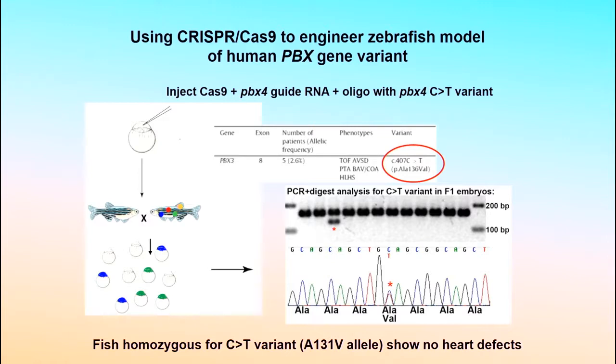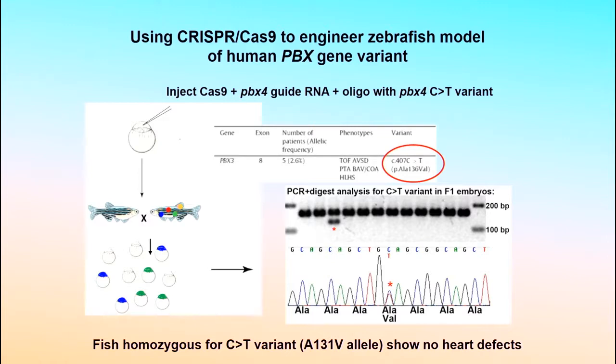We then raise fish that have been treated with these CRISPR components, and can use a PCR assay to identify fish that are transmitting this mutation in their germline. And then we can sequence and identify fish that contain this exact C to T change, or alanine to valine change, in the absence of any other mutations in the Pbx4 gene. So we generated these fish and found that fish that were homozygous for this variant looked completely fine as far as we can tell. Adults are viable and show no obvious heart defects.